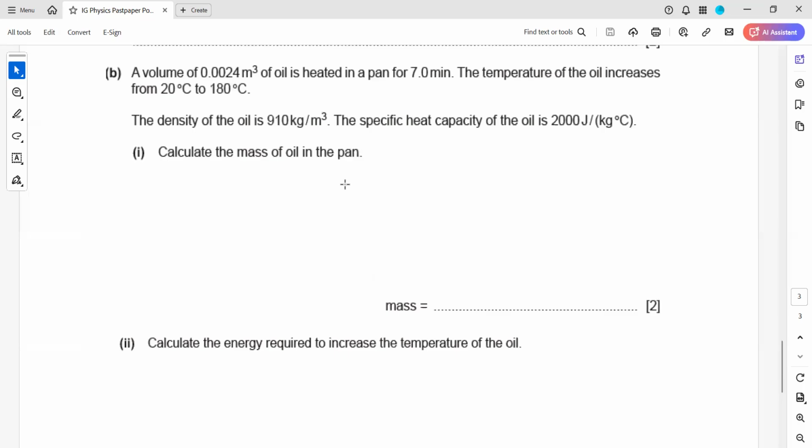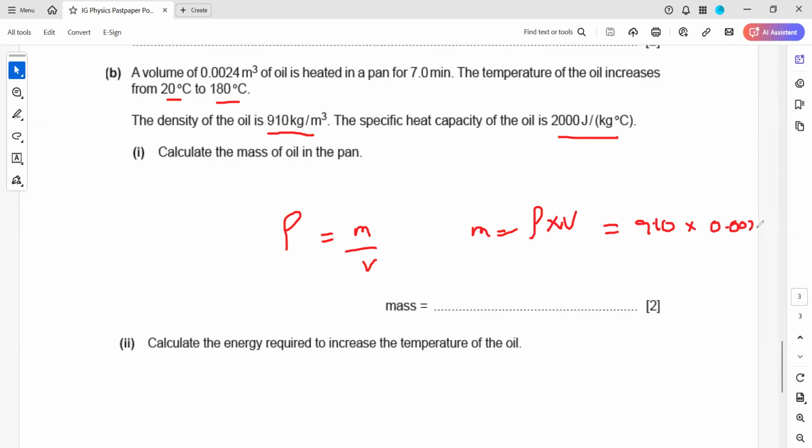Next, a volume of 0.0024 meter cube of oil is heated for 7 minutes. The temperature increases from 20 to 180. The density is 910. The specific heat of the oil is 2000. We need the mass. How to work out the mass? Density is mass over volume, so if you need mass, it is density times volume. The density is 910 times 0.0024. The answer is 2.184 kg.